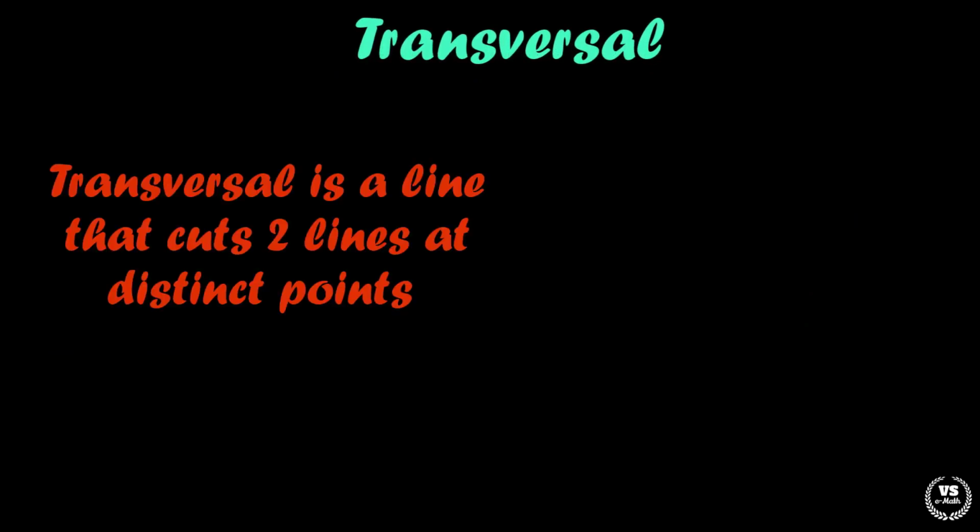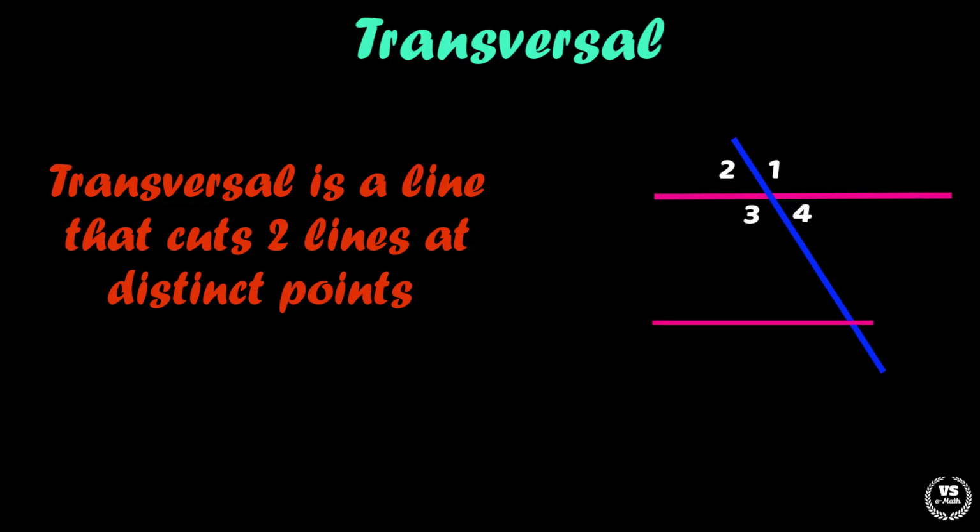In general, a transversal is a line that crosses two other lines. We already know that when two lines cross each other, four angles are formed. Similarly, when two lines are crossed by a transversal, we get 8 angles. Out of these 8 angles, some pairs are called by special names. Let's discuss them one by one.